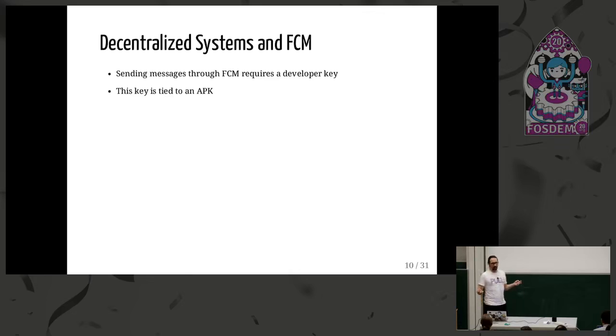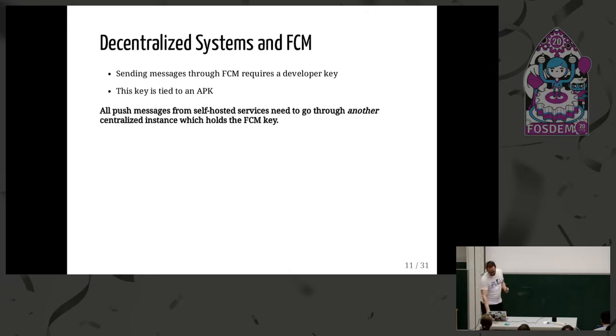So now you have to receive your push messages through 2 hops. From your own Nextcloud instance, you send a push notification to a server hosted by the Nextcloud app developers, who forward it to Google Cloud Messaging, who forwards it to your device. So now for actually decentralized systems, you introduce 2 centralized hops, which is not good. Or the alternative to that would be, if you host the Nextcloud instance, you have to distribute your own APKs of the Nextcloud apps, which works, but is a real hassle.